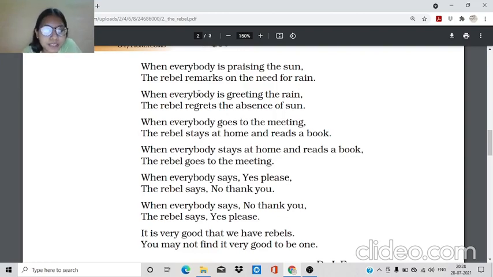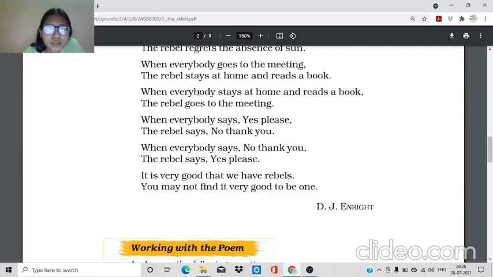However, when everybody is reading a book, the rebel will then go to a meeting. So when everybody says, yes please, the rebel will say, no thank you. And when everybody will say, no thank you, what will the rebel say? Of course, the rebel will say, yes please. So it is very good that we have rebels. Why is it good that we have rebels?